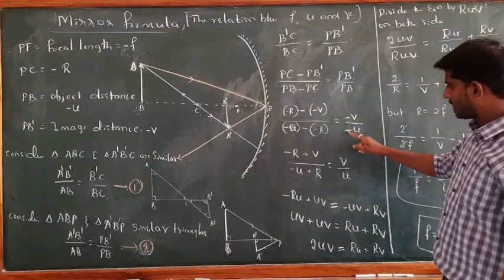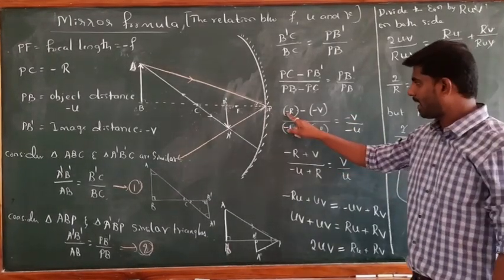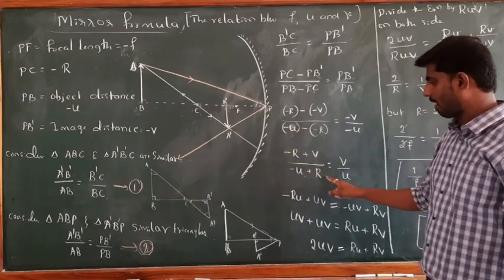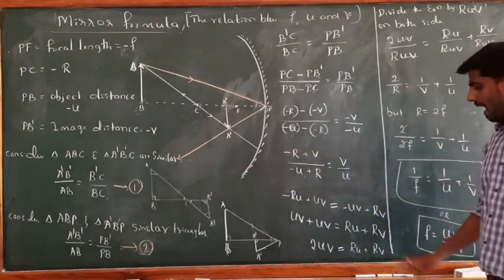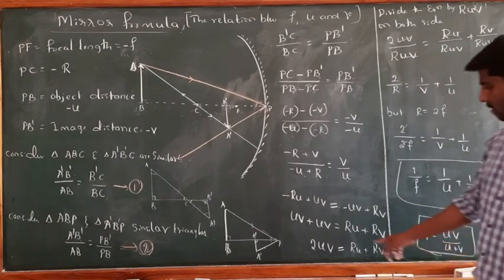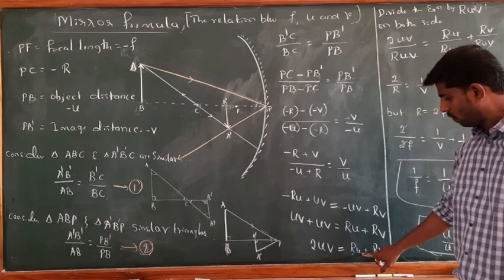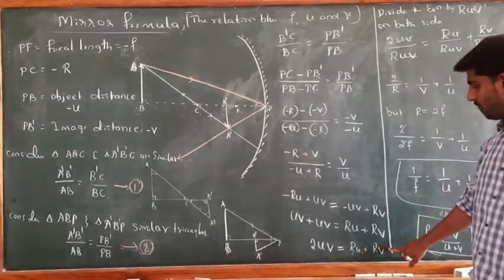Okay, in the next step, minus minus cancel, and minus R plus V. See here. Then minus U plus R. Then cross multiplication, and I simplified to 2UV equal to RU plus RV. See this RU, U, and this is V.